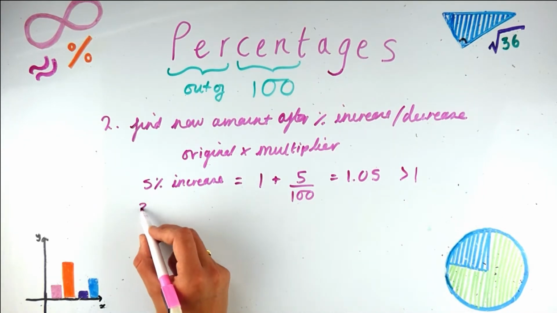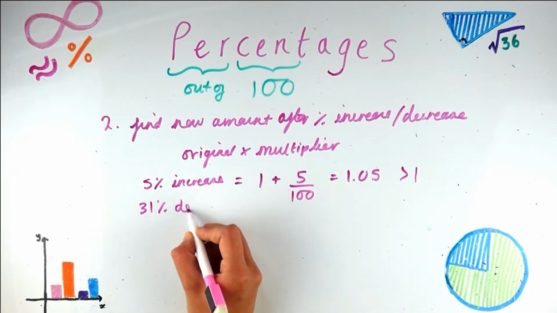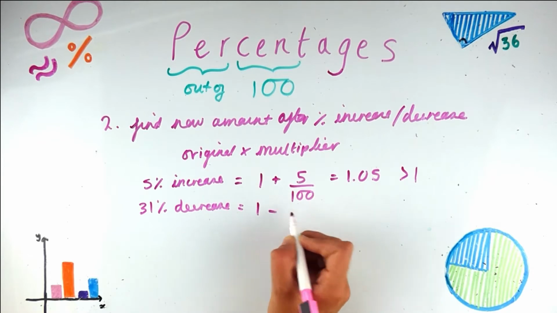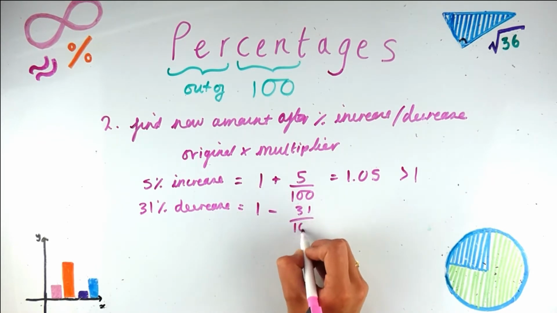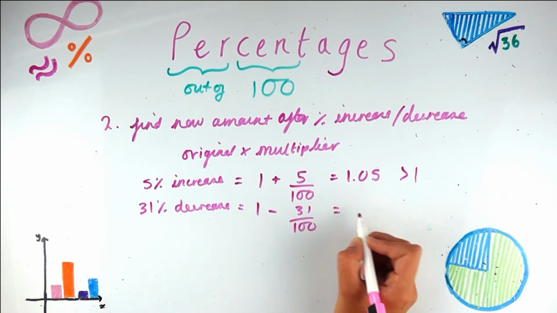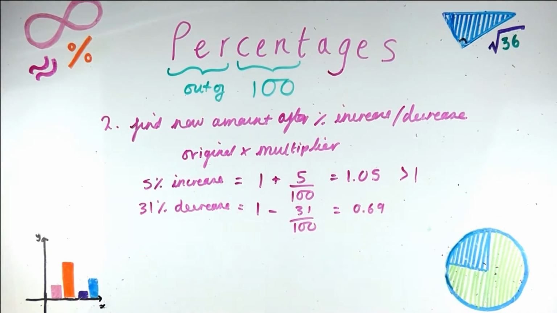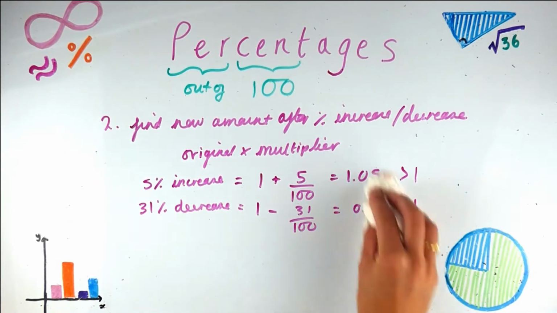If we have a 31% decrease, that is going to equal 1 minus 31 over 100, which equals 0.69. Because it's a decrease, the multiplier is going to be less than 1, which it is. Now let's do an example of these types of questions.